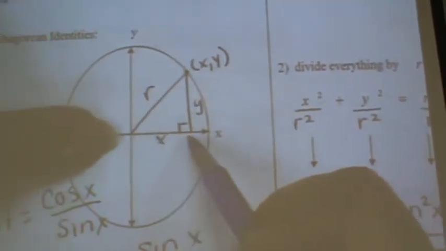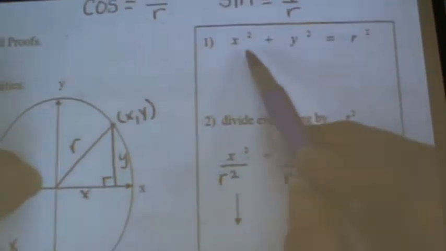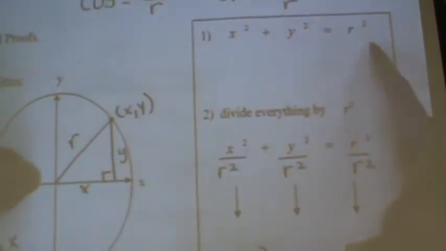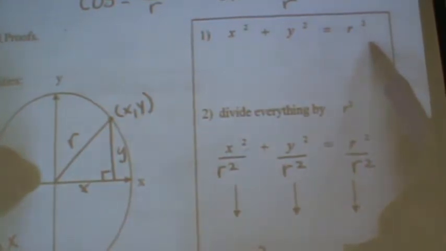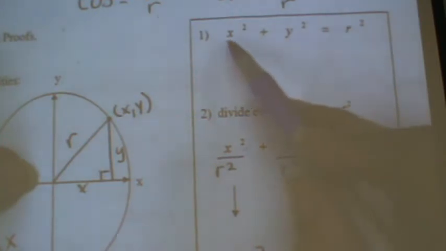About a week ago, I know it's been a while, I started off, I drew a triangle in quadrant 1, and we called this point X and Y, and we named that side X, that side Y, and that's R. So we started off with the Pythagorean theorem that these two legs squared added together is equal to the hypotenuse squared, right?